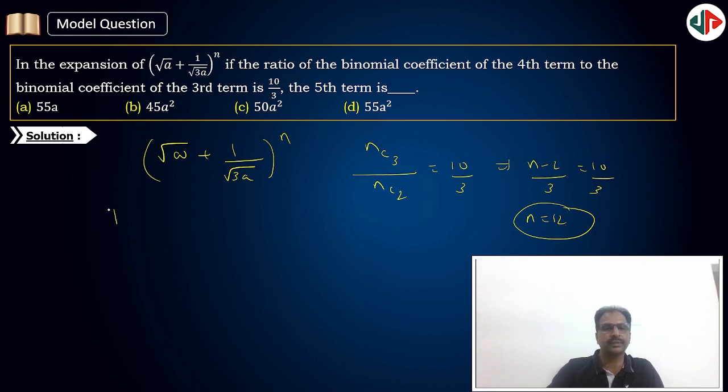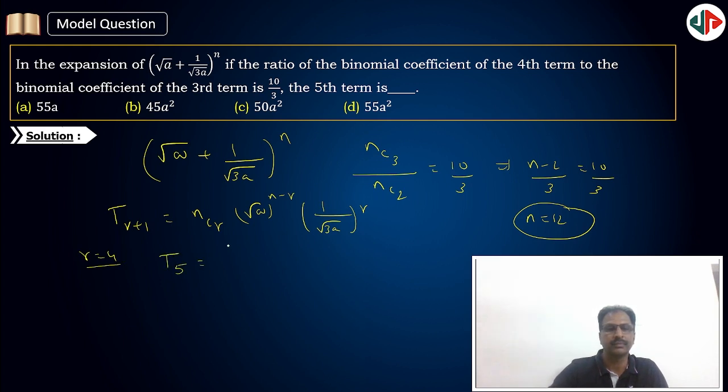Now the question is the fifth term, right? The general term Tr plus 1 is nCr, root a whole power n minus r, 1 by root of 3a whole power r. To find the fifth term, put r is equal to 4. Then T5 is equal to 12C4, root a whole power 8, 1 by root of 3a whole power 4.